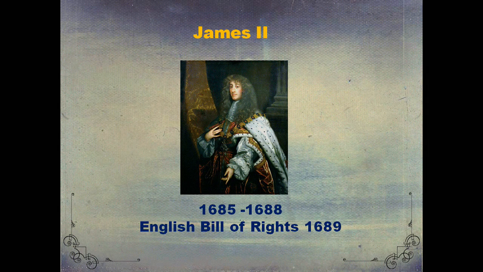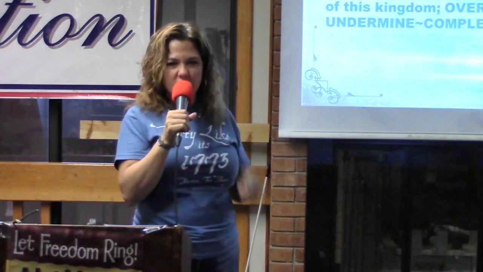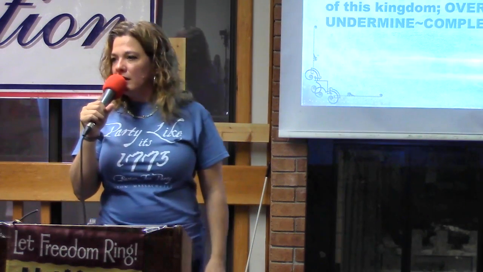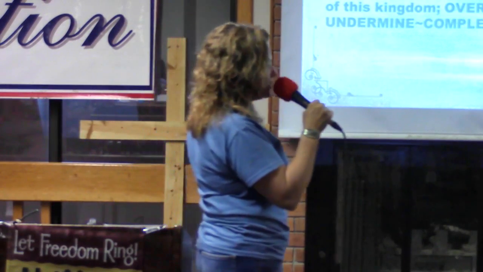A rebellion comes against James, which brings us the fifth document in our genealogy. This one's called the English Bill of Rights of 1689. It says, "Whereas the late King James II, with the assistance of evil judges, counselors, and ministers employed by him, did endeavor to subvert and extirpate the laws and liberties of this kingdom." Extirpate. I didn't know what that was. I had to look it up. It means to completely destroy. They said what James was doing was completely destroying liberty, and they made a whole list of things.